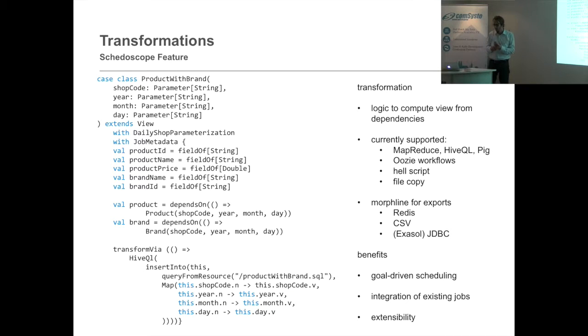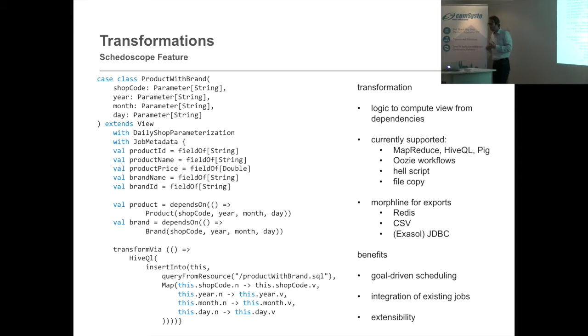So basically, we support plain MapReduce. We support HiveQL and Pig. You can call Oozie workflows from such a view. You can use a shell script, and there are some kind of file copy operations. So this is what you can write directly in your view itself.